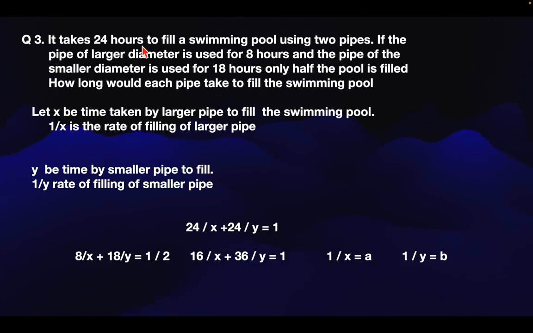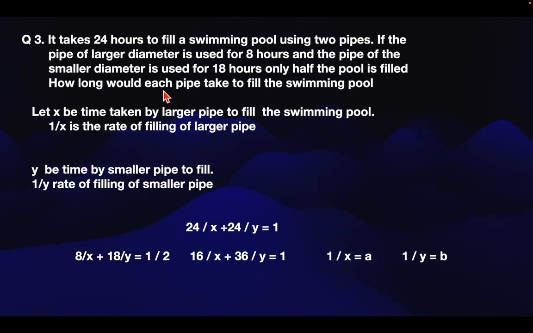It takes 24 hours to fill a swimming pool using 2 pipes. If the pipe of larger diameter is used for 8 hours and the pipe of smaller diameter is used for 18 hours only, half the pool is filled. How long would each pipe take to fill the swimming pool? So here I told you the last sentence will give us the variable x and y. So how long would each pipe take?